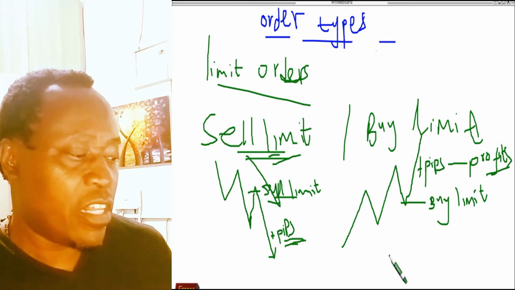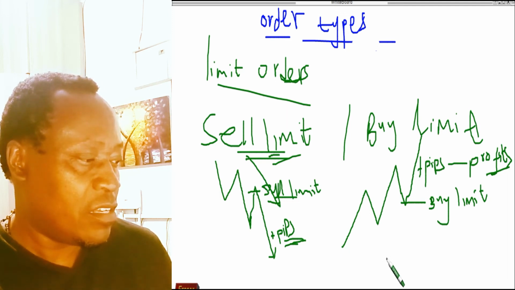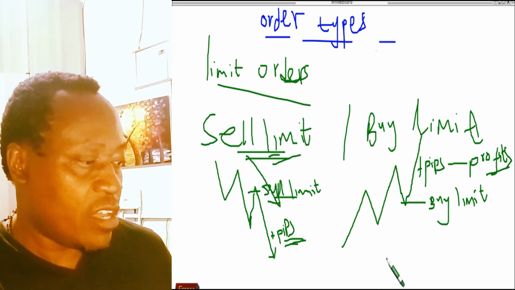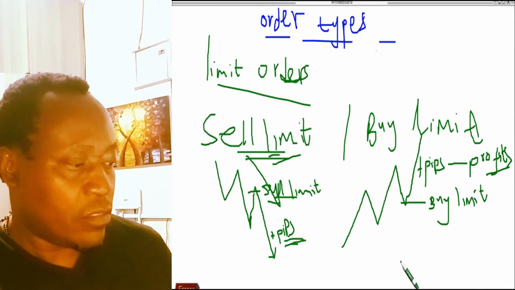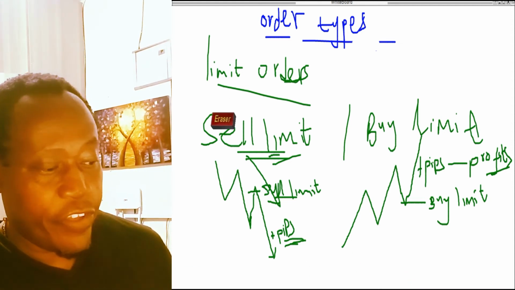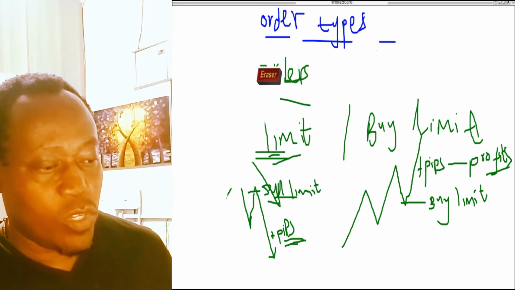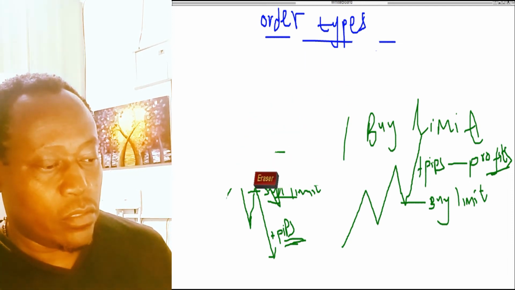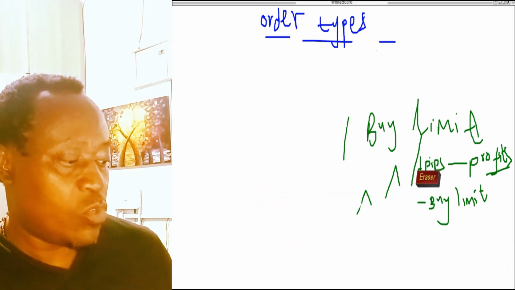Now, we have another type of order here. That's very key. We have another type of order that's very key, and we cannot skip these ones. So there are two orders I want to show you guys.